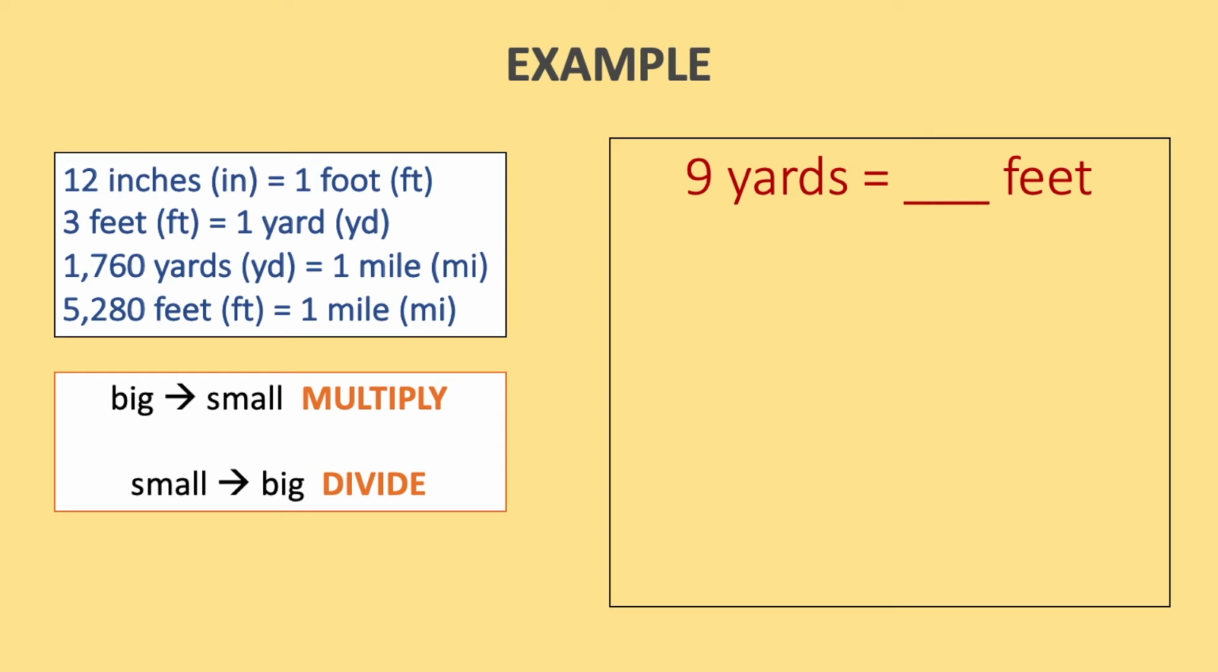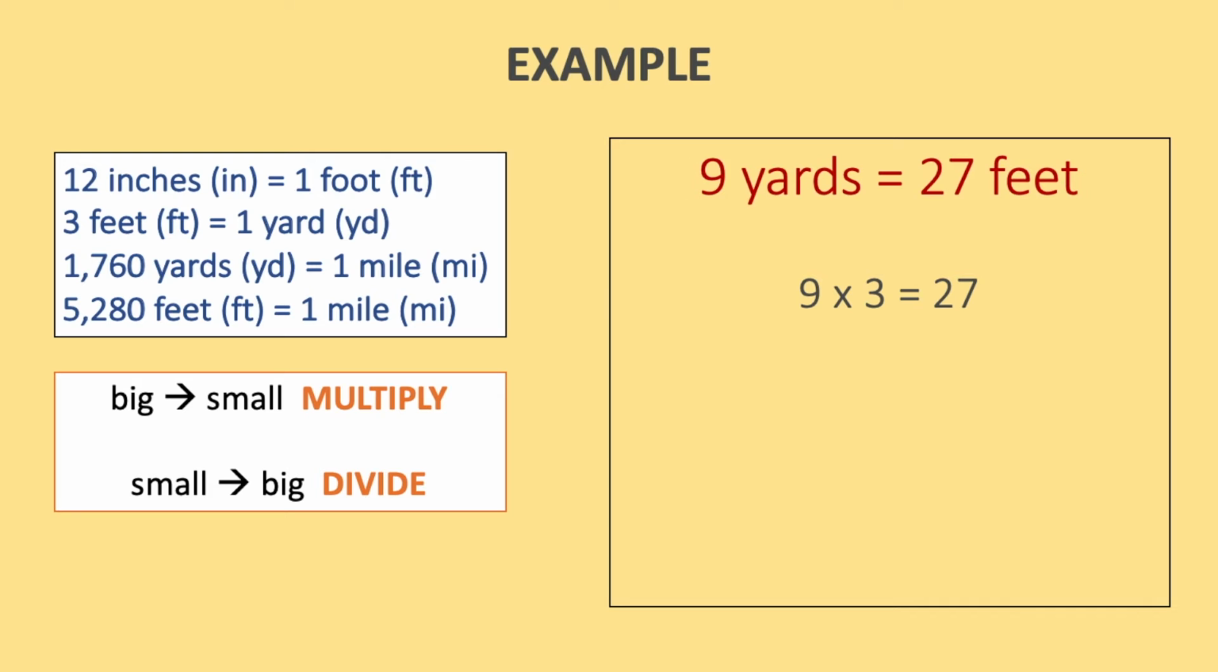So we're going from 9 yards to feet. We're going to start off with the number that they give us, which is 9. And we're going from yards to feet. And yards are bigger than feet, so we're going from big to small, which means we're going to multiply by the conversion factor. So we have multiplication, and the conversion factor says that 3 feet are in 1 yard. So we multiply 9 times 3, which gives us 27. And so that means that in 9 yards there are 27 feet.